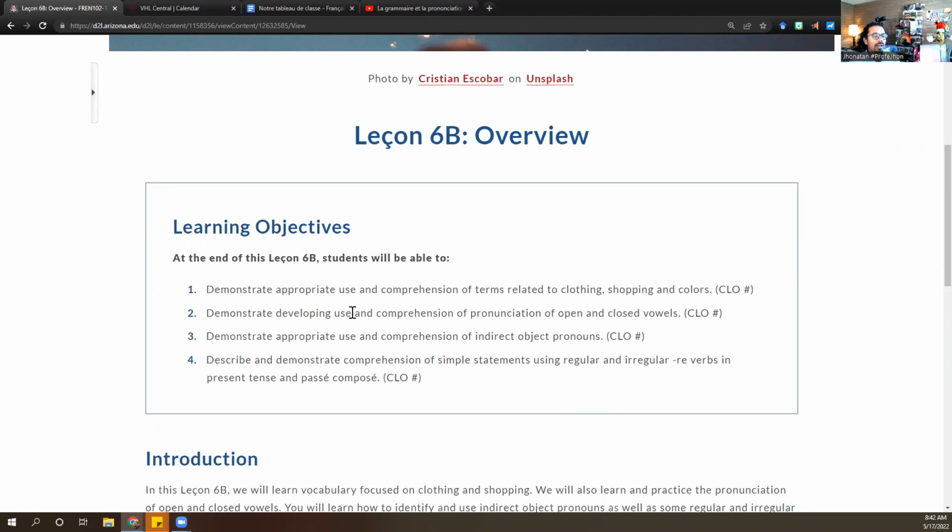We are going to demonstrate appropriate use and comprehension of the terms related to clothing, shopping, and colors. Demonstrate developing use and comprehension of open and closed vowels. Demonstrate appropriate use and comprehension of indirect object pronouns. And describe and demonstrate comprehension of simple statements using regular and irregular RE verbs in present and passé composé.